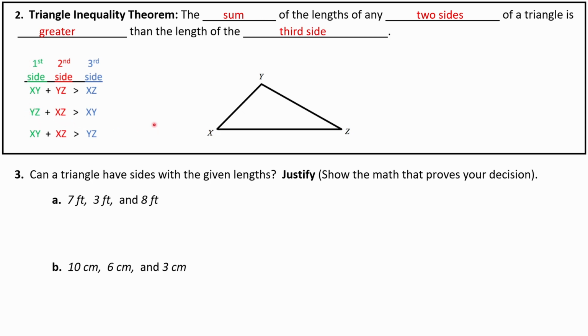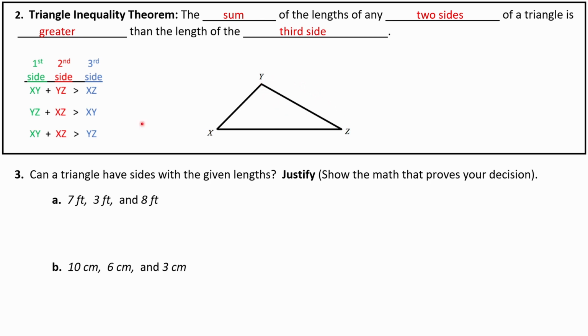Here, I can also have YZ being the first side that I look at, and XZ being the second side that I look at. If I add these two side lengths together, it should be greater than this side here. And finally, if I have XY and XZ, those two side lengths should be greater together than YZ.